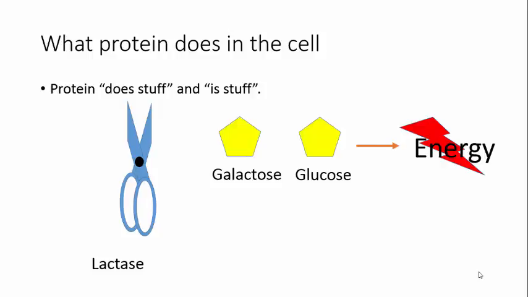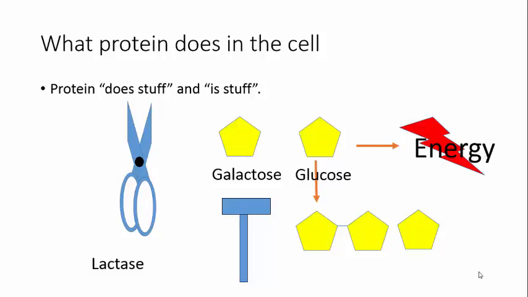So let's talk about another kind of protein. Okay, we've got another enzyme, and I'm going to use a hammer here because we're going to be putting units of glucose together in a long chain. So I line up my units of glucose and I take my enzyme that acts kind of like a hammer, and I'm going to nail these together. Well, this is the first stage in making peptidoglycan, which is the major component in bacterial cell walls. And we have antibiotics that inhibit the action of the enzyme that helps make peptidoglycan. Okay, now that is an example of protein that does stuff.